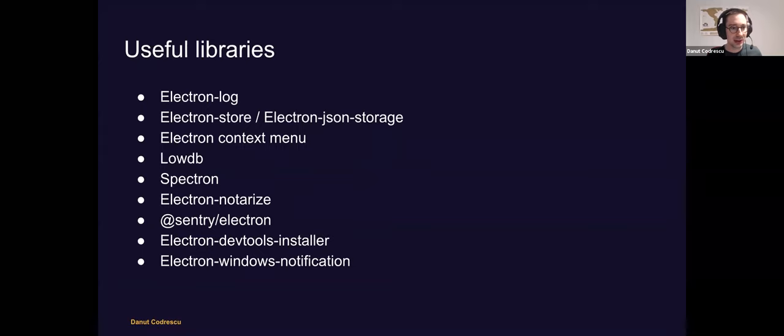Some of the more useful libraries that you can use alongside Electron are Electron Log. It's very good to have logs. It's easy to debug. You can use that in the main process and in the renderer process. Electron Store or Electron JSON Storage, they are very similar, especially if you want to pre-configure the app, for instance, or you want to save some value.